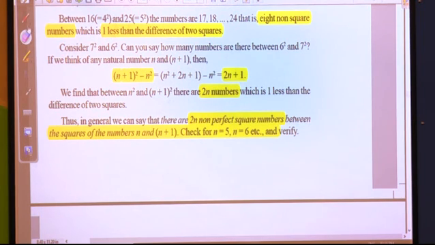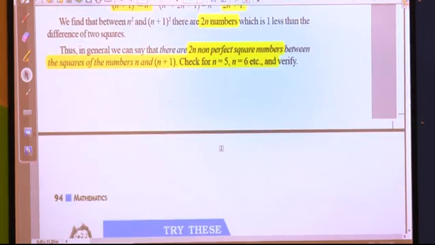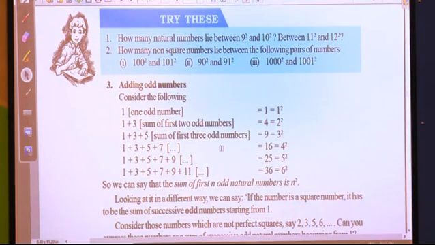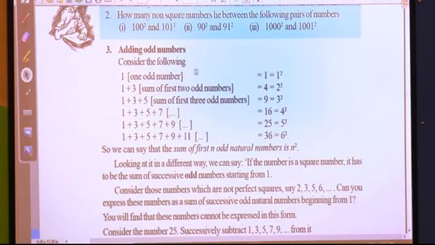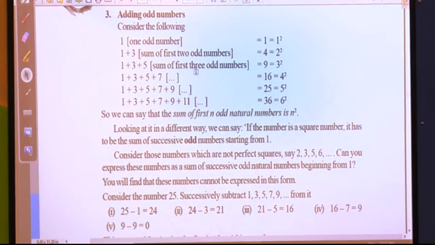Proceeding further. Here is a small activity, Try This, please try to solve it. Adding odd numbers, they are teaching us the next pattern. What is adding odd numbers? Consider the following.